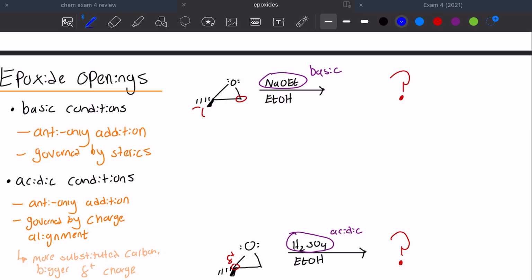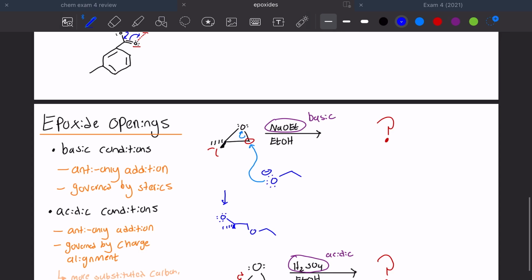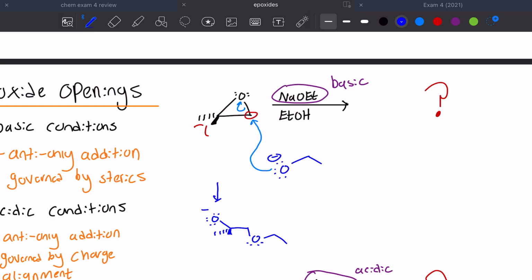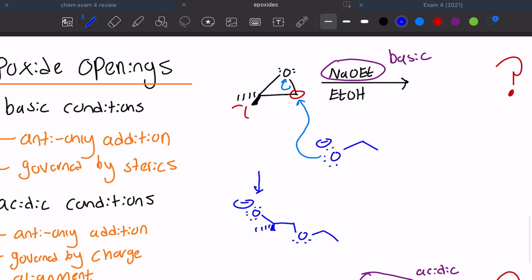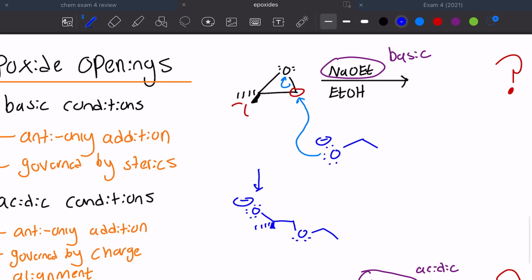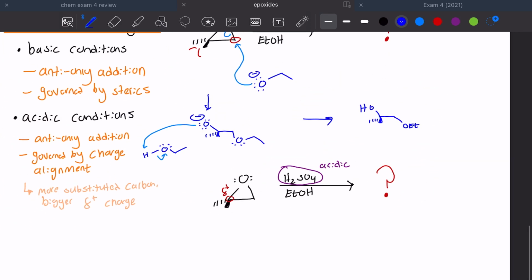So I'll start off with the basic conditions. You're going to have an OEt- that'll come in, and it's going to add to that carbon and break this bond. So you'll get something like this, right? And then this oxygen is still negatively charged. You want to get rid of that. So you have your solvent, ethanol, which is going to be something like this. And then this lone pair of the oxygen is going to come in and take that hydrogen to form an OH group.